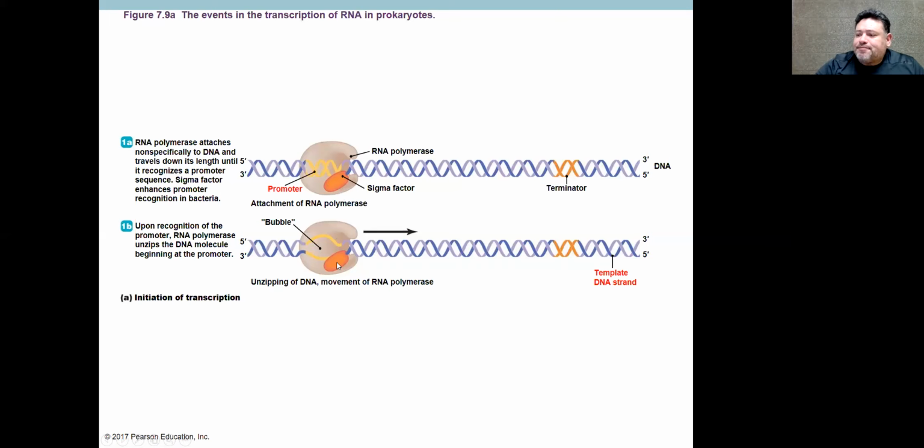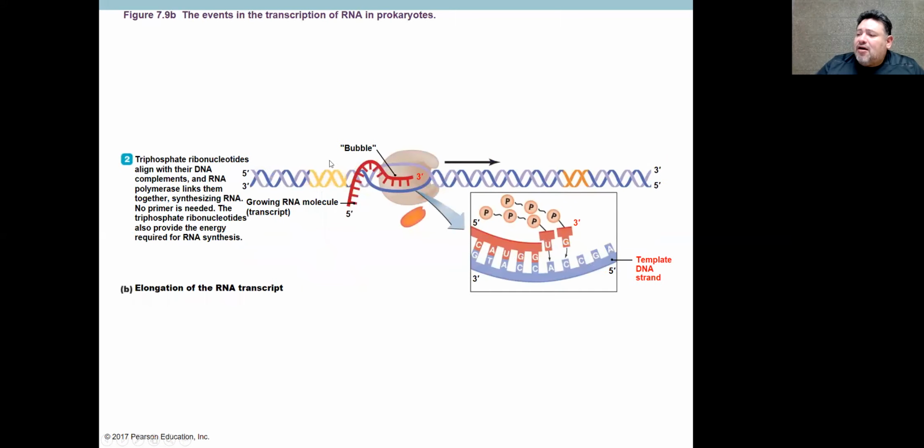Once this has happened, we have a bubble, and now the RNA polymerase will start incorporating RNA nucleotides. Remember, the RNA nucleotides bring their own energy because they're RNA nucleotide triphosphates. It is incorporating them into the new messenger RNA. In what direction? It should not be a surprise. It's always going to be in a 5' to 3' direction. So the new nucleotides are going to be incorporated into the 3' end of that message.